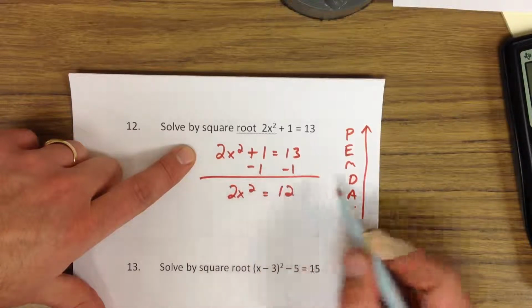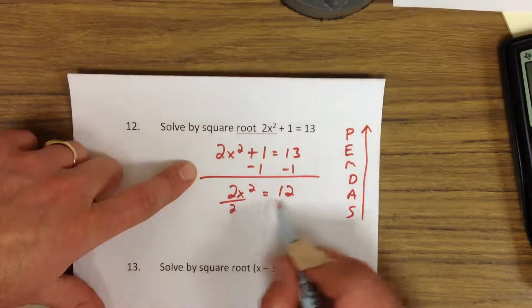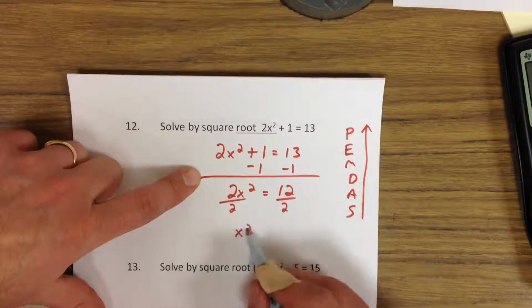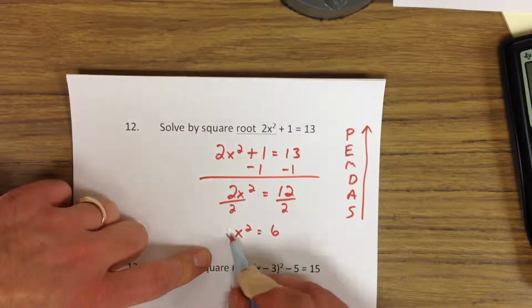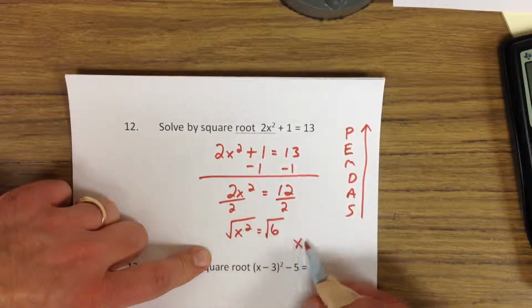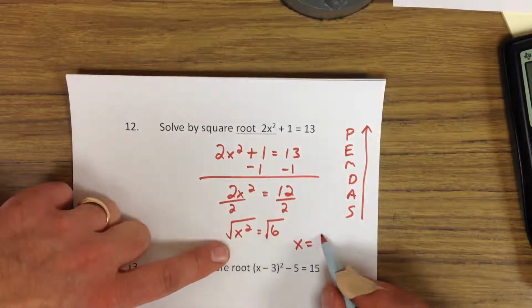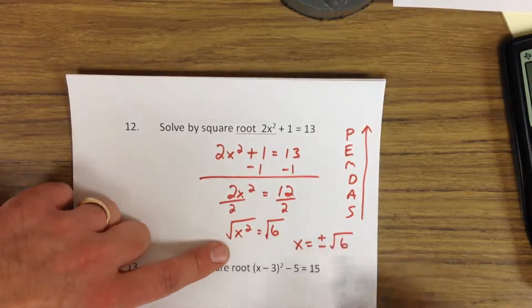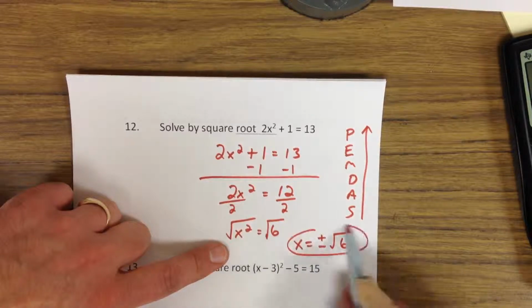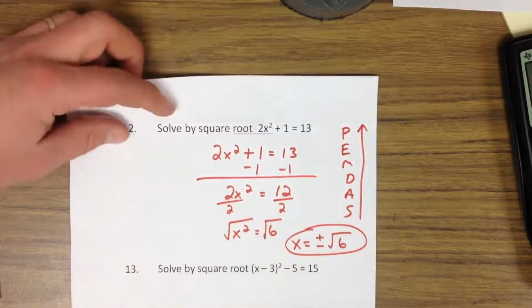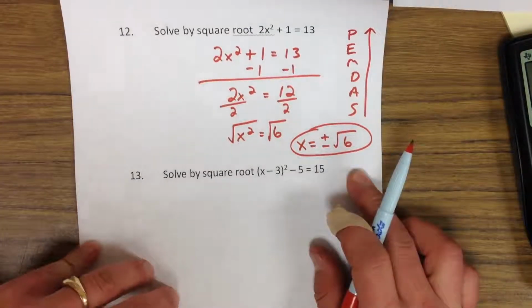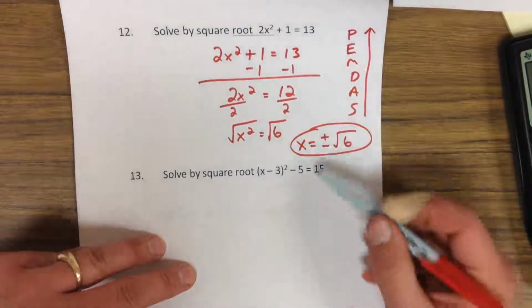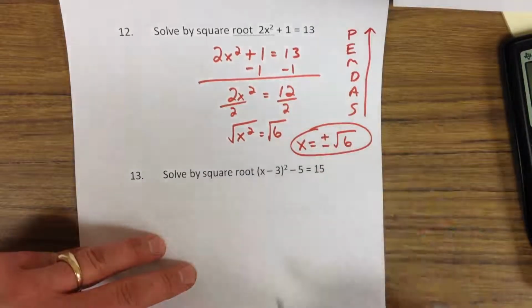So I subtract the 1, I get 12. Get rid of the 2 before you square root. Now the exponent is all by itself. Now I'm going to square root both sides. So x equals, number one mistake is forgetting to write the plus and the minus radical 6. Plus and the negative root of 6. Or negative 6. The positive and negative root of 6.